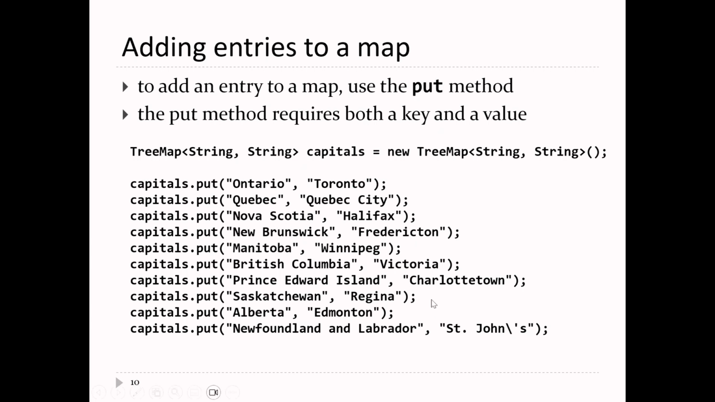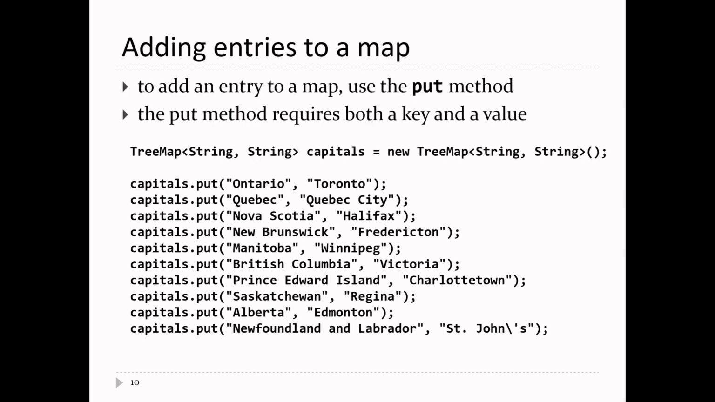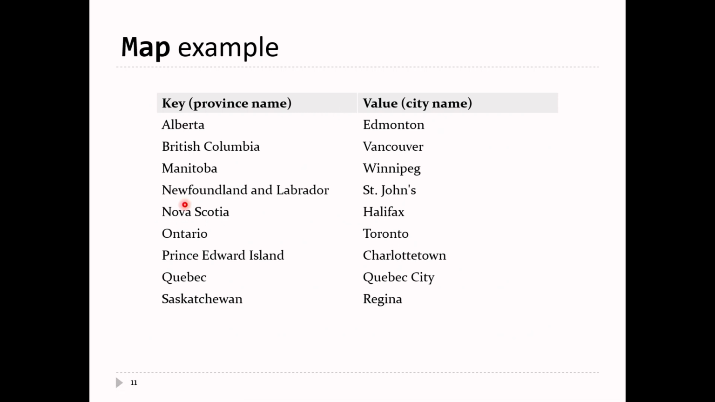The territories are missing intentionally. I'm going to put them in later. And so that generates that map there. Are we using a tree map? Yeah, we're using a tree map here. So when you put the province names in, they go in alphabetic order, or they're maintained in alphabetic order.